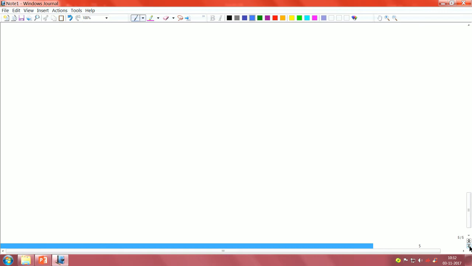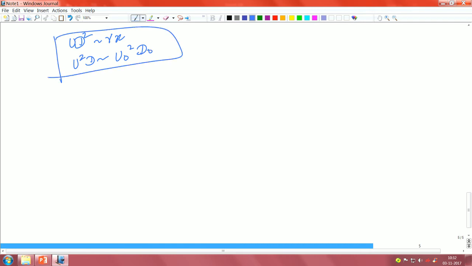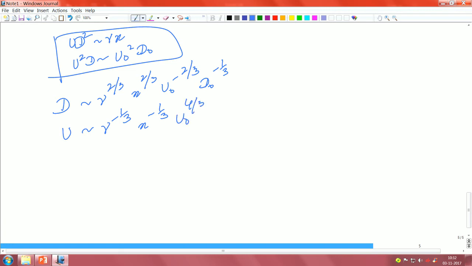Now you can combine the two relationships: one is u d square scaling as gamma x, the other is u square d scaling as u naught square d naught. So we have two expressions and two unknowns, and it is very easy to do. d scales as gamma to the 2/3, x to the 2/3, u naught to the minus 2/3, d naught to the minus 1/3. And similarly, u scales as gamma to the 1/3, x to the minus 1/3, u naught to the 4/3, d naught to the 2/3.